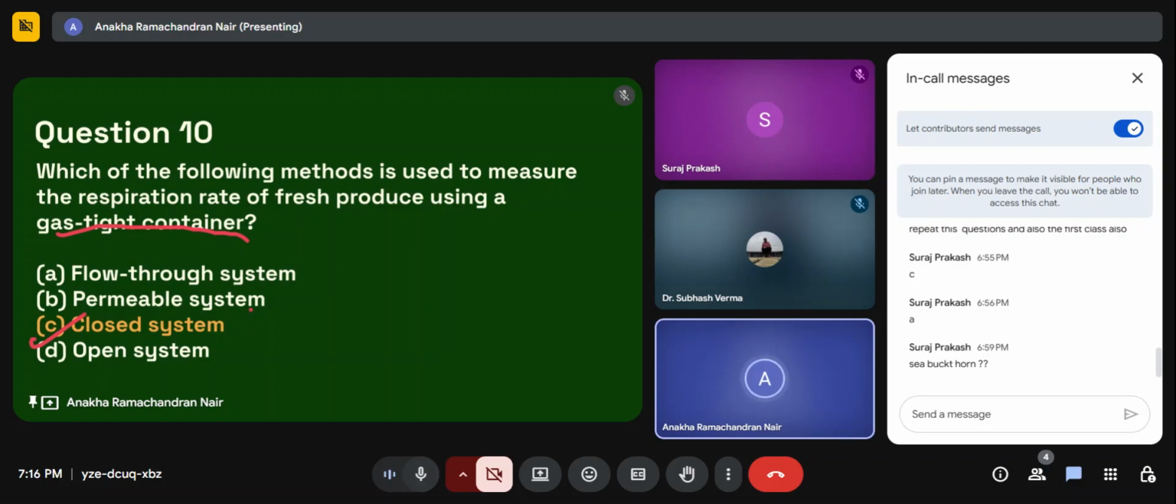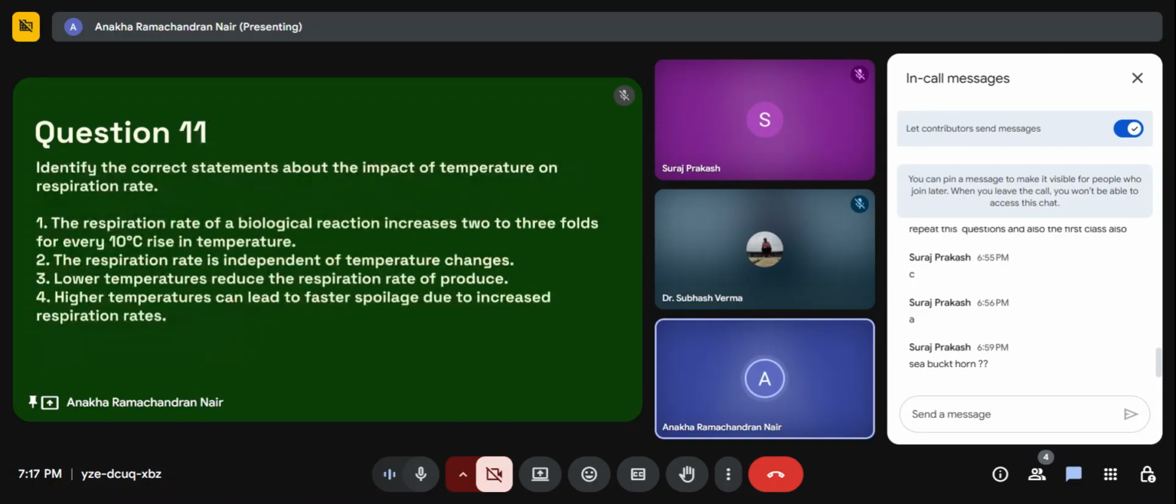Any doubts in this question? All right, so let's move on to question number 11.